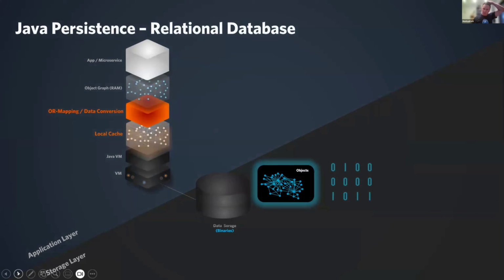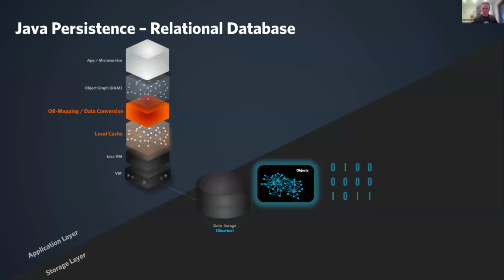Here we have a traditional architecture of a database application. Let's assume we use a relational database. We have an application, and on top of this architecture, we have the application logic or microservice logic. We have an object graph in memory. We have a local cache, and we use an object relational mapping framework for storing our objects in a relational database. It runs on the JVM. So this is a common architecture.